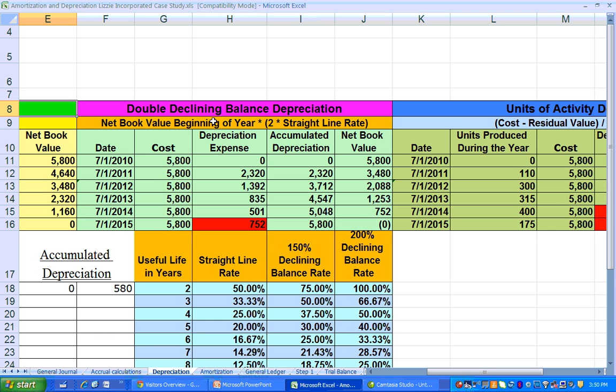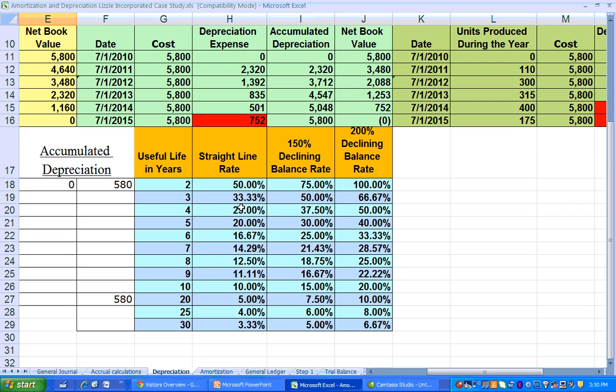So if it's a 2-year useful life, the straight line rate is 1 divided by 2, 50%. If it's a 5-year useful life, the straight line rate, 1 divided by 5, is 20%. So if you're using 150% declining balance, that 20% would turn into 30%. If you're doing double declining balance, it's 40%. So that's where we get that double declining rate. So that is our depreciation expense each year.